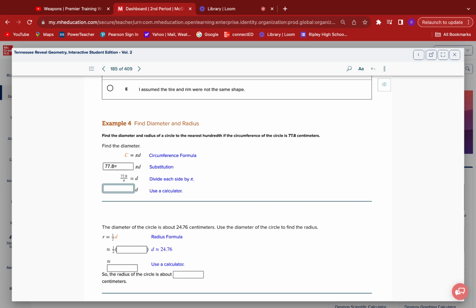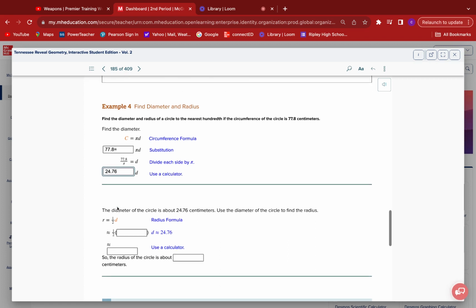77.8 divided by the pi symbol. Looks like it's about 24.76-ish. 24 point. And again, they want it rounded to the hundredth. So it'll be a 4 behind that 6. So it'll be 0.76.